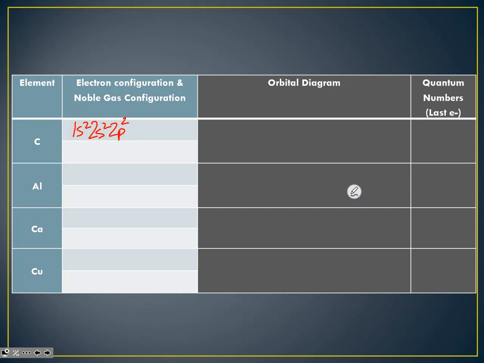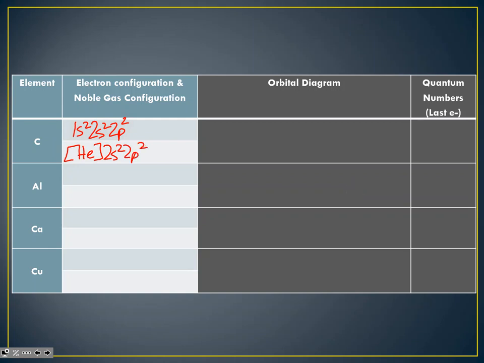We go up 1 and over, so that's going to be what goes in brackets? Helium goes in brackets, good. Then we start with the row that carbon's in and start adding on the rest. So this is going to be 2s2, 2p2.